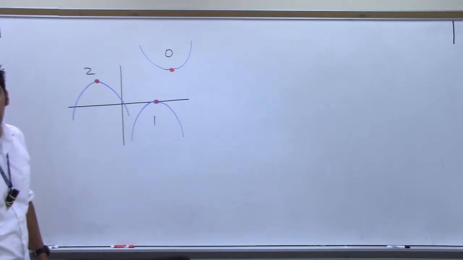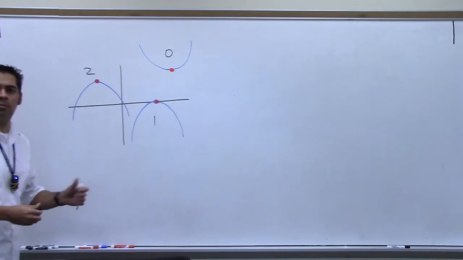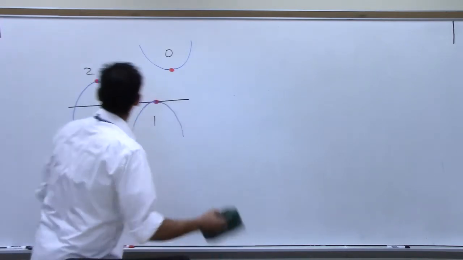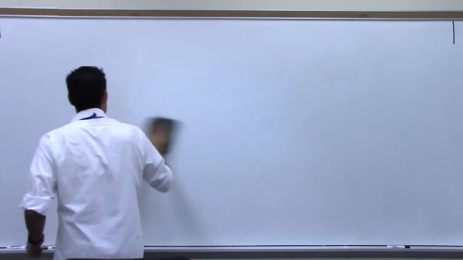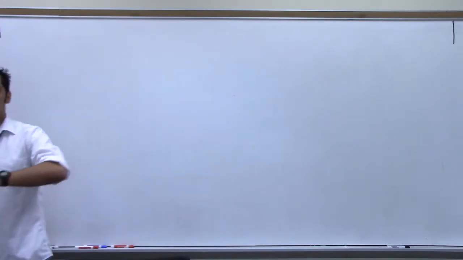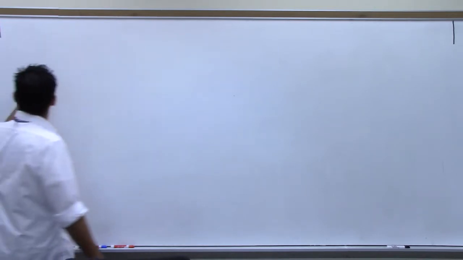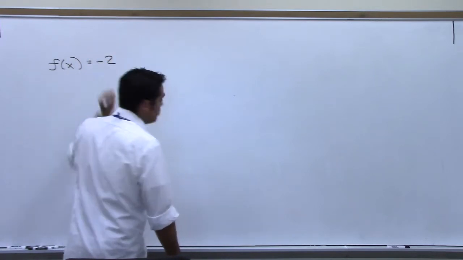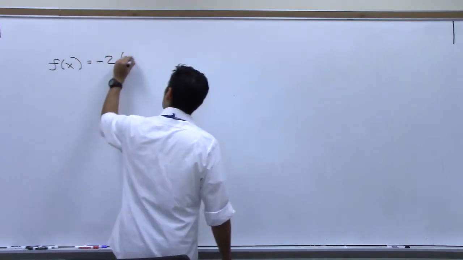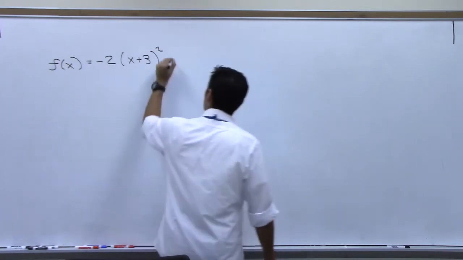So we're going to practice real quick converting from one form to the other. We want to be able to go back and forth. If someone gives you a parabola in standard form, can you switch it to expanded, and vice versa? So let's say we have f of x is -2 times the quantity x plus 3 squared plus 8.